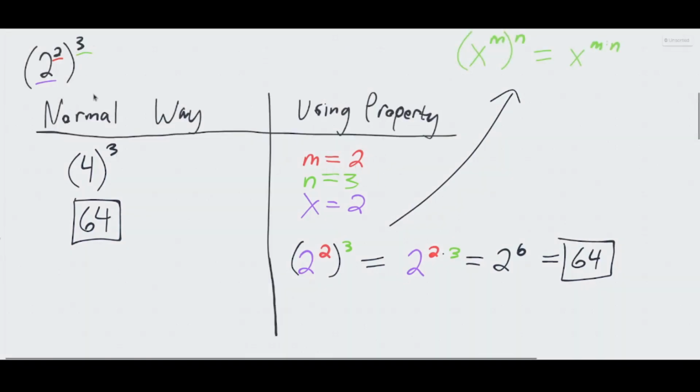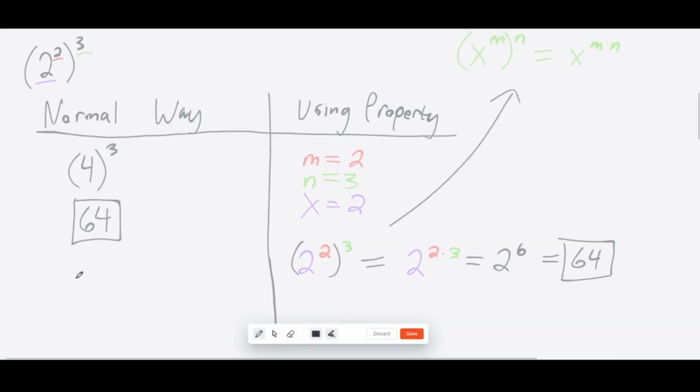So these are two ways of calculating this expression. It's basically doing an exponent one after the other, so one exponent inside of another exponent. We can do it without the property, but if we use the property, we can, in some cases, calculate it more quickly.